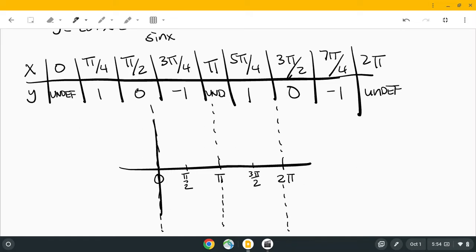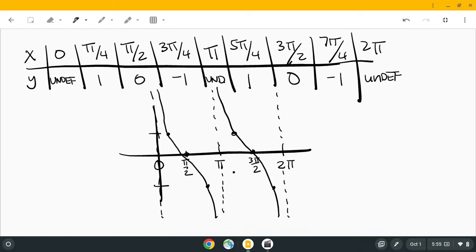Here at pi over 2 it's 0, and at 3 pi over 2 it's also 0. Pi over 4 is 1, 3 pi over 4 is negative 1, 5 pi over 4 is 1, and then negative 1, and then it kind of repeats itself. It looks very similar to the graph of tangent, but if you remember, tangent went like this. So it's like it reflected over the x-axis.